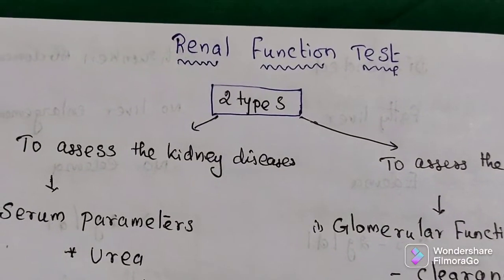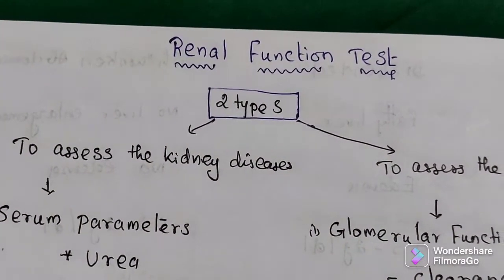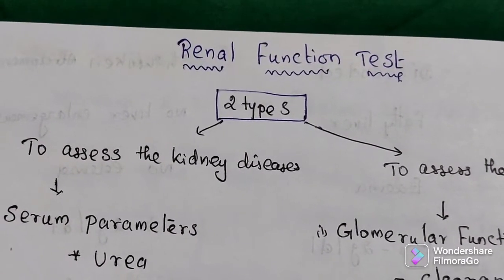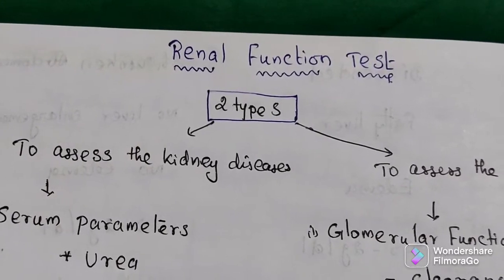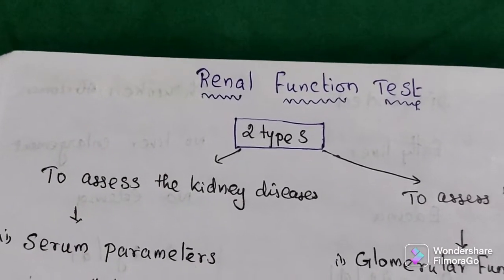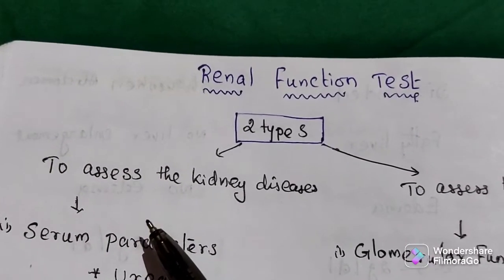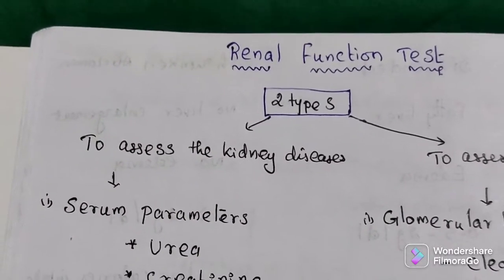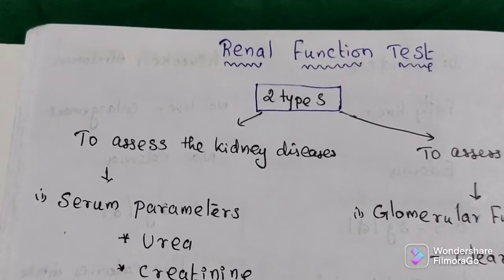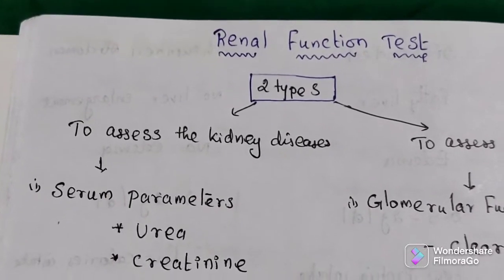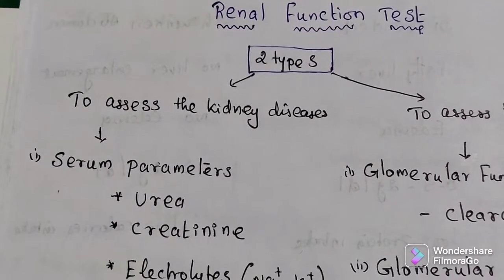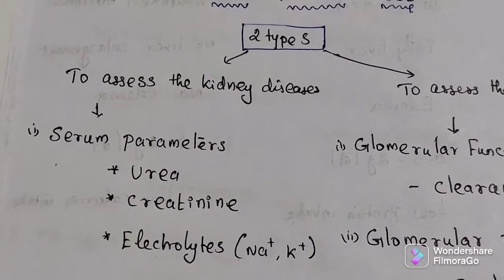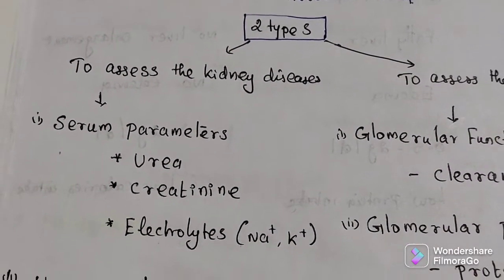Today's topic of discussion is renal function test. Renal function tests are divided into two main types. First one is to assess the kidney diseases. It includes the commonly done tests. First one is serum parameters. It includes urea, creatinine, electrolytes, that is sodium and potassium.